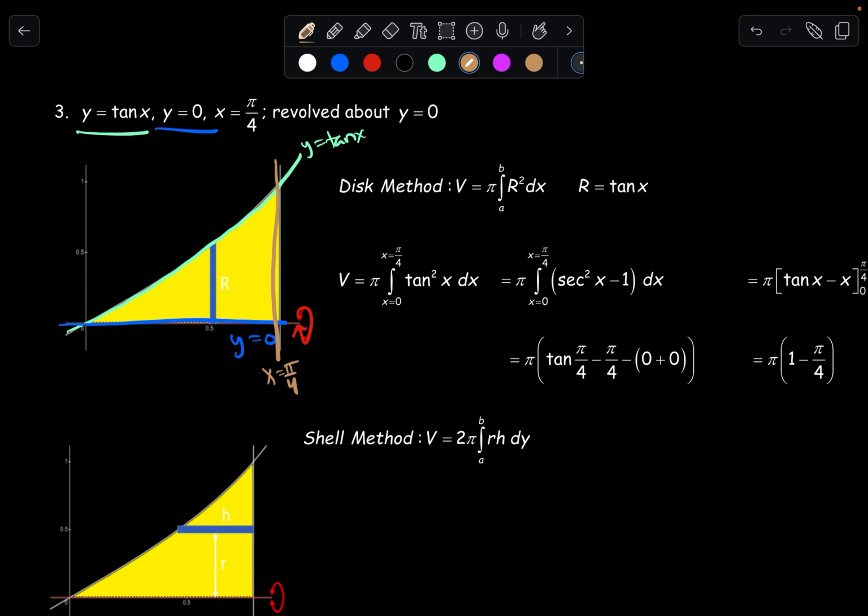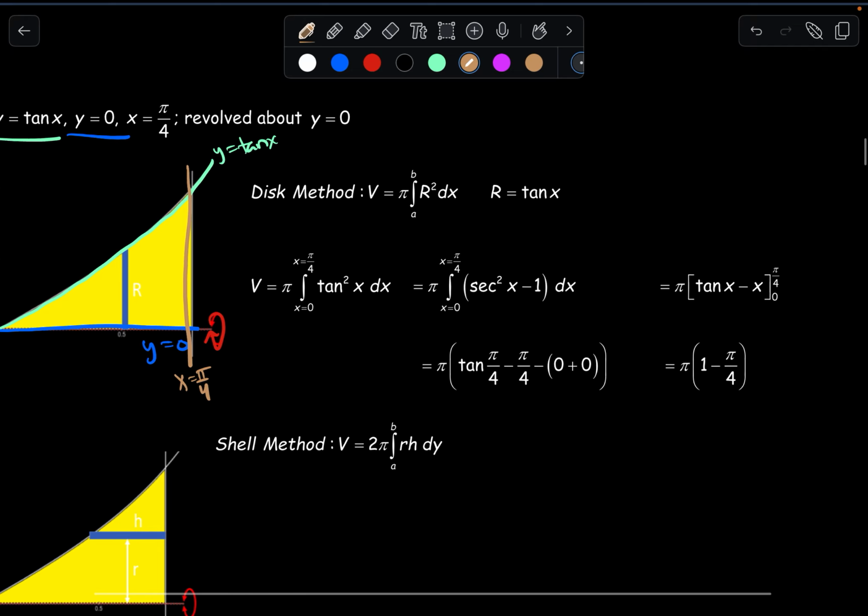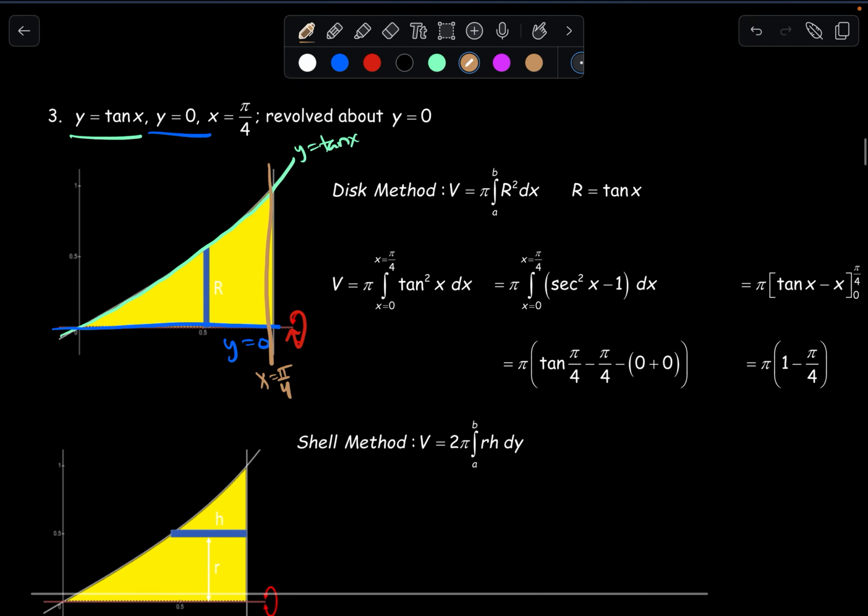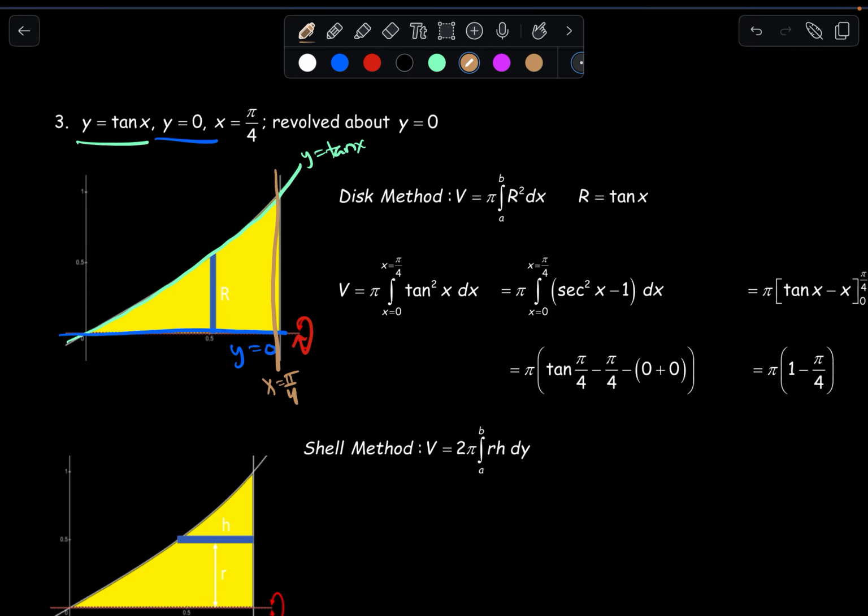Okay. So disk method is the first method that's being shown. And it is with respect to x because the bar is perpendicular to the axis of revolution, okay? So the short side of the bar is horizontal, so it'll be with respect to x. All right, so top minus bottom, the top bound for this bar, no matter where we are in the shaded region, will always be tangent, okay?